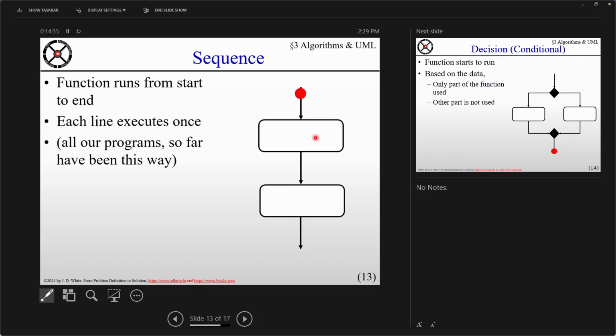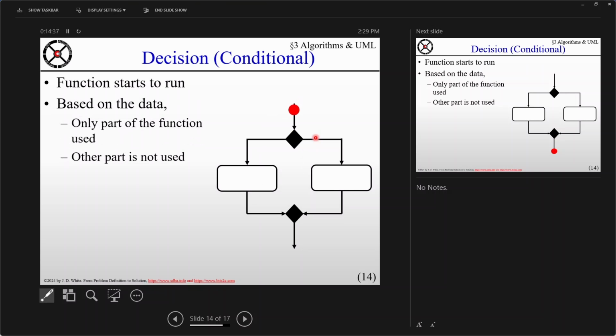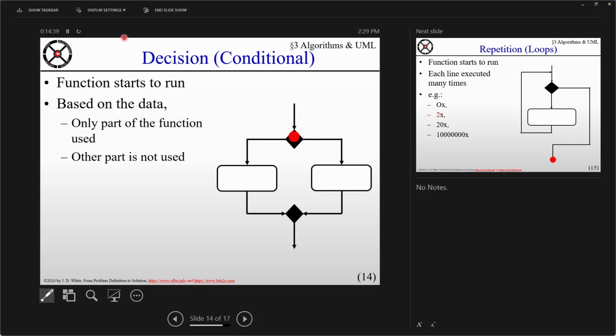So the second type is decision. The function starts to run, and then based on the data, only part of the function is used, and the other part is not used for the data. So for example, here's our guy coming down. We'll wait for him to finish, and then we'll talk through him again. Okay, there we go.